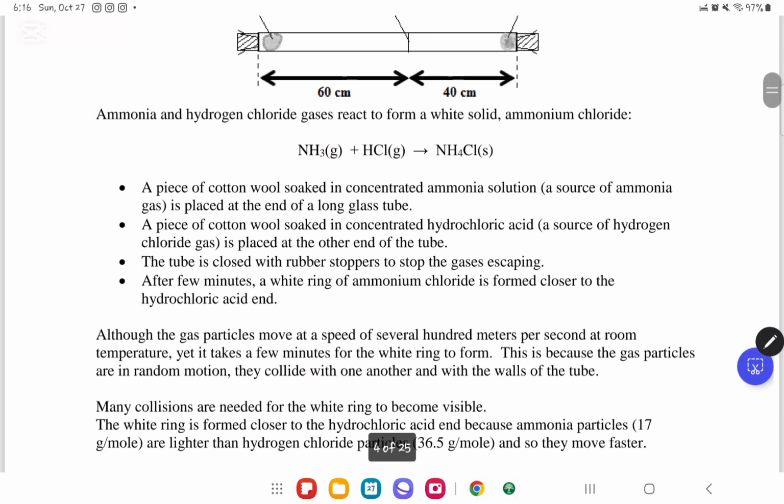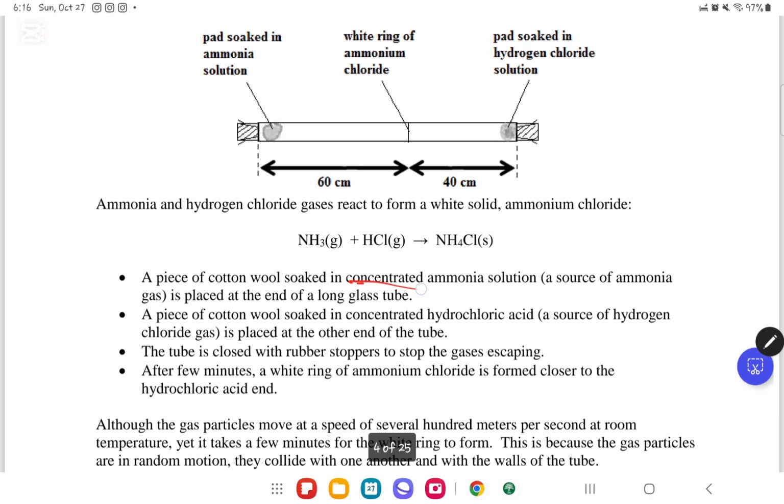Now they're telling us a piece of cotton wool soaked in concentrated, not dilute, concentrated ammonia solution, a source of ammonia gas, is placed at the end of a long glass tube. A piece of cotton wool soaked in concentrated hydrochloric acid, a source of hydrogen chloride gas, is placed at the other end of the tube. They close the tube from both ends to stop the gases from escaping. Then after a few minutes, this will come here, this will come here, and the white ring of ammonium chloride is formed. But formed where? Formed closer to the hydrochloric acid end.